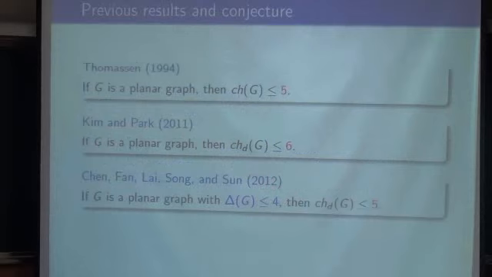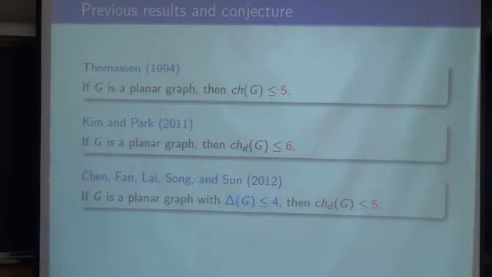Okay, so previous results about this direction are the following. First, about the choice number, Thomassen in 1994 showed that if G is a planar graph, then the choice number is at most 5, which is one bigger than the chromatic number in the four-color theorem, right? And about the dynamic choice number, Kim and Park in 2011 showed that if G is a planar graph, then the dynamic choice number is at most 6, right? So this is one bigger than the upper bound of the choice number, right?